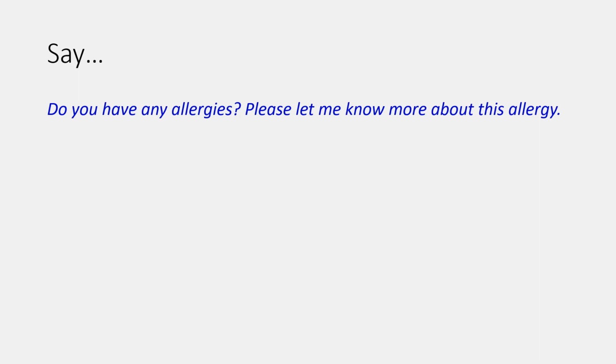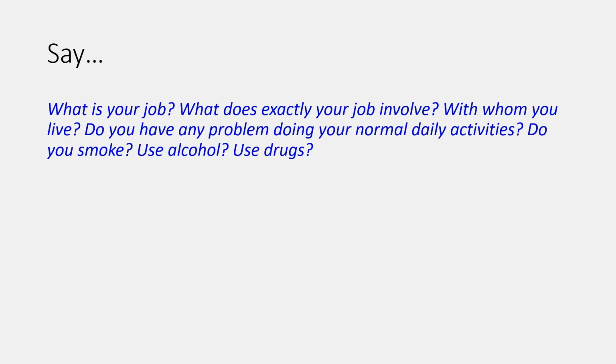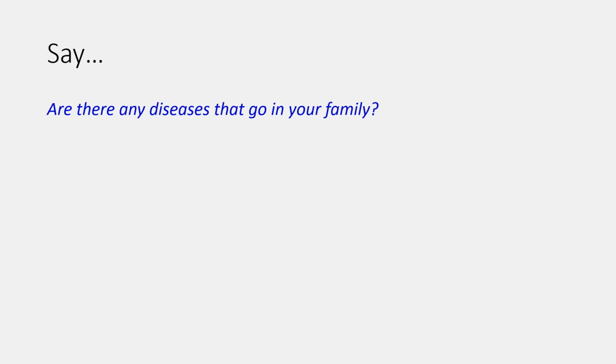Take social history. You should ask, "What is your job? What does exactly your job involve? With whom do you live? Do you have any problem doing your normal daily activities? Do you smoke, use alcohol, use drugs?" Take family history. You say, "Are there any diseases that go in your family?"